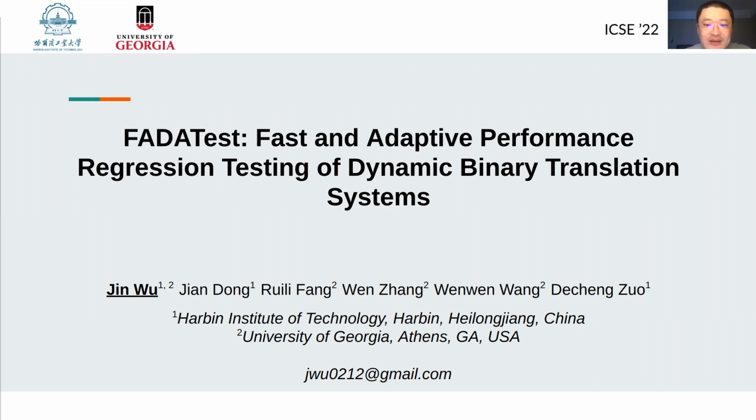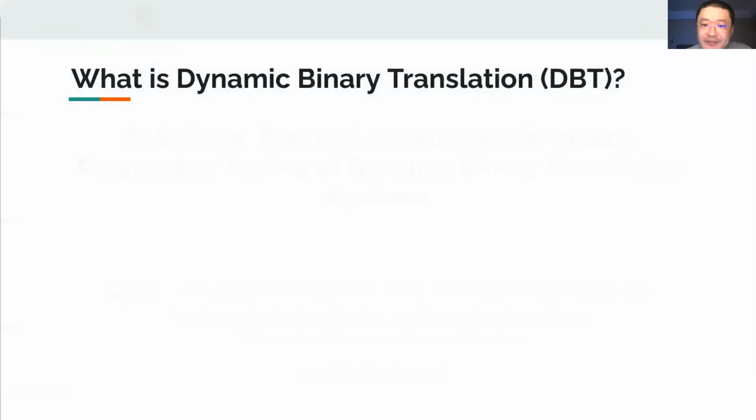Hello, everyone. Today, I'll be introducing our recent research work, FADATest, Fast and Adaptive Performance Regression Testing of Dynamic Binary Translation Systems. I'm Jin Wu. My collaborators include Jian Dong, Rui Lifeng, Wen Zhang, Wenwen Wang, and Decheng Zuo. This is a joint research work by Harbin Institute of Technology and the University of Georgia.